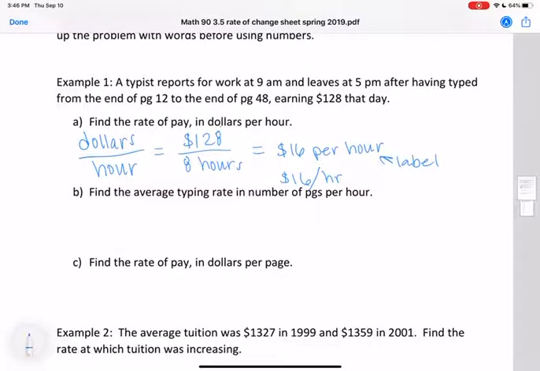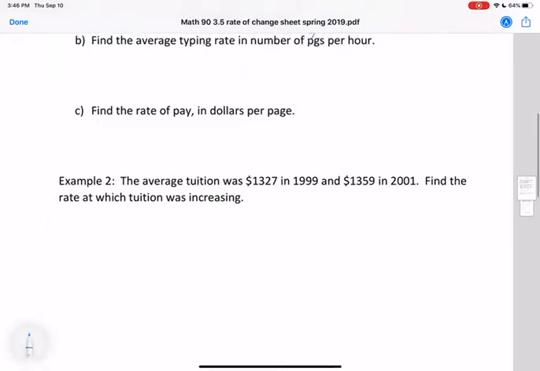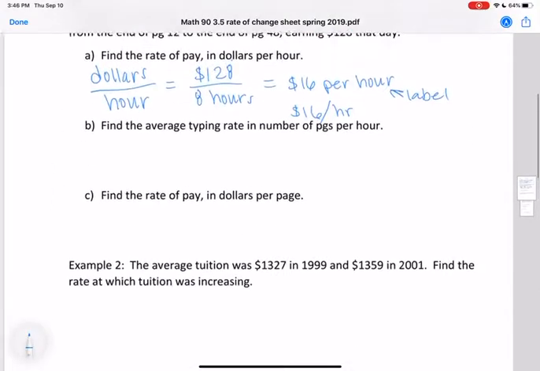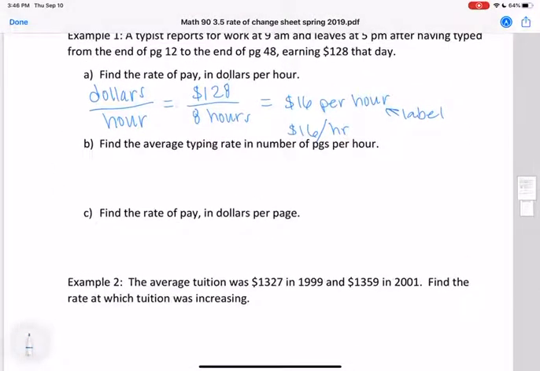Okay. Go ahead and try to finish the rest of this page. Okay, so try to get B, C, and that example 2. So hit pause and come back when you're ready.